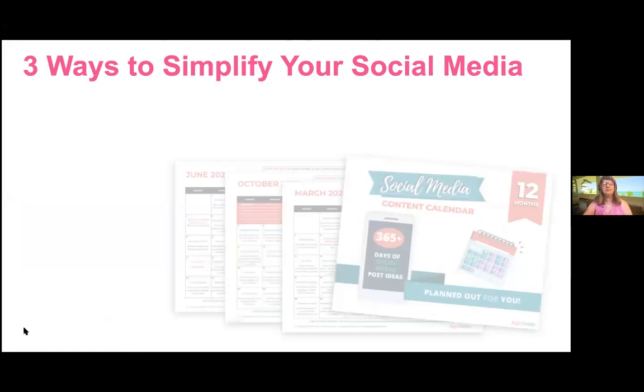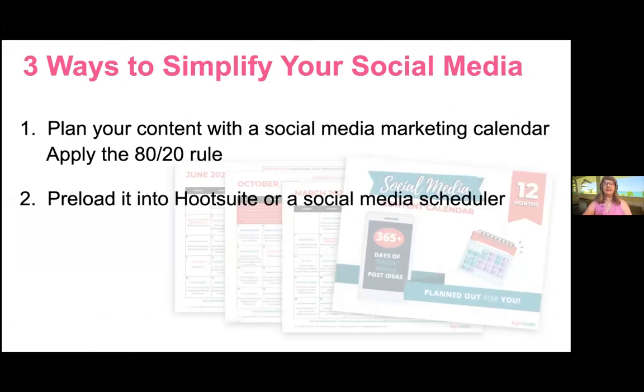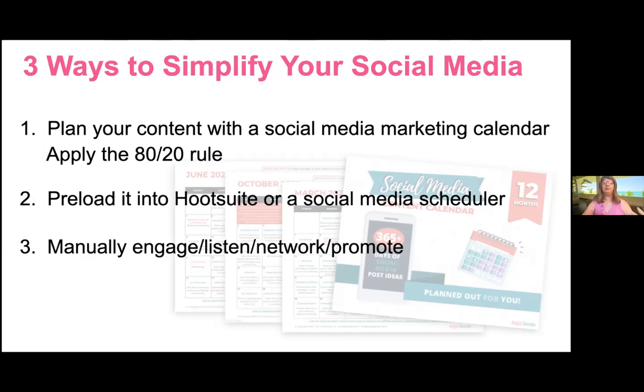Okay, so 3 ways to simplify your social media. The first is to plan your content with a good social media marketing calendar, and then you're going to apply the 80-20 rule. Okay, so we've learned about this. We'll touch on some of these things. Then you're going to preload it into HootSuite or a social media scheduler. And then your time will actually be spent manually engaging, listening, networking, and promoting. This way it will free up your time to deal with that.